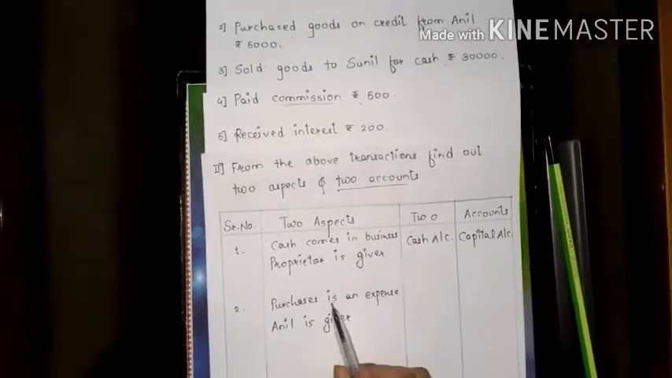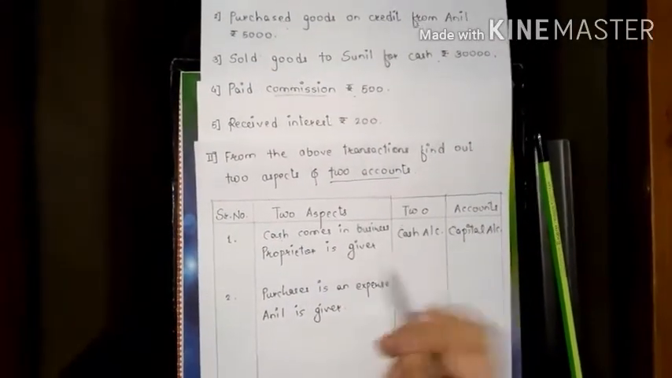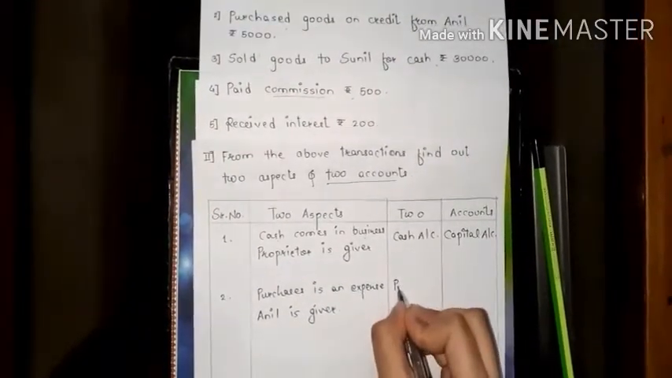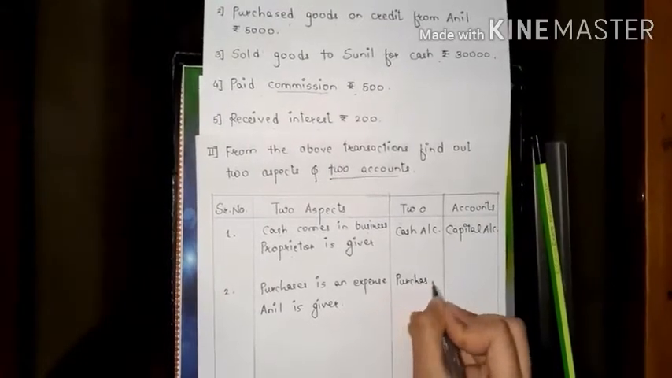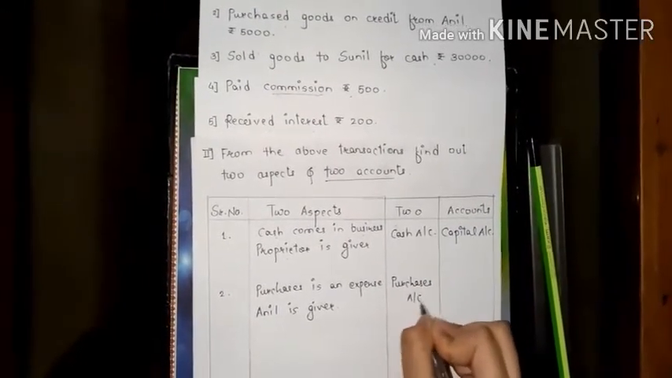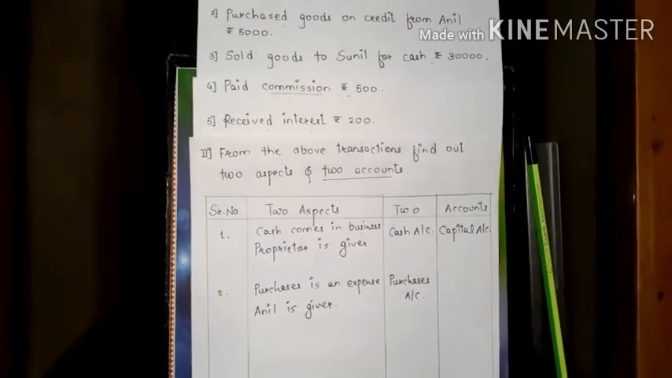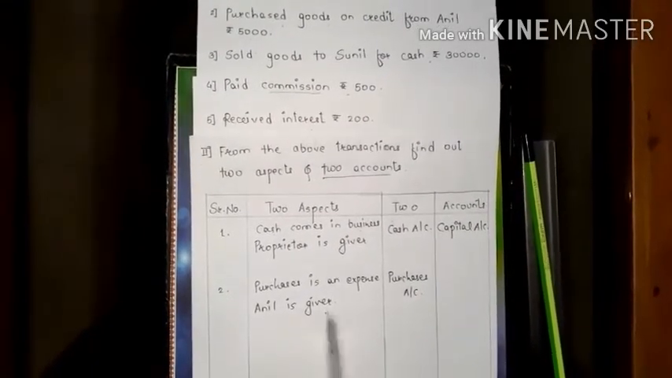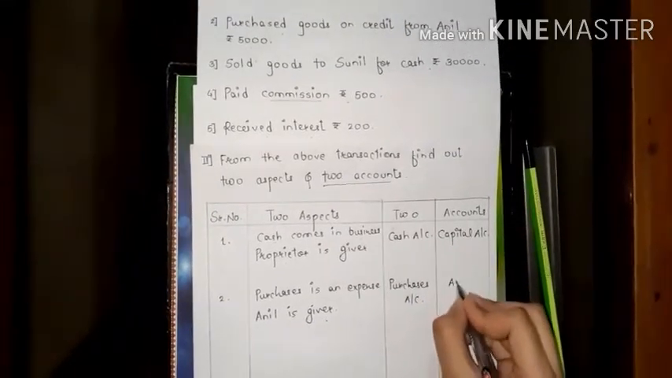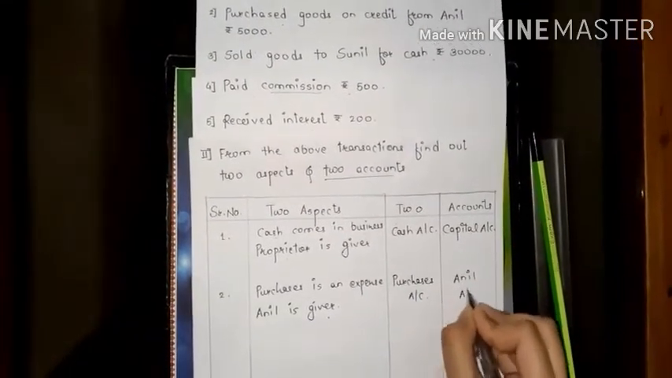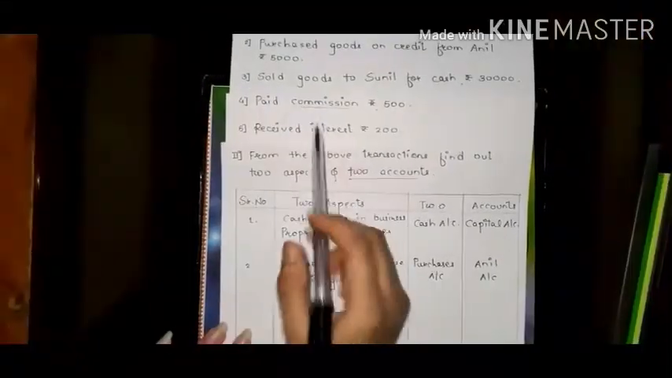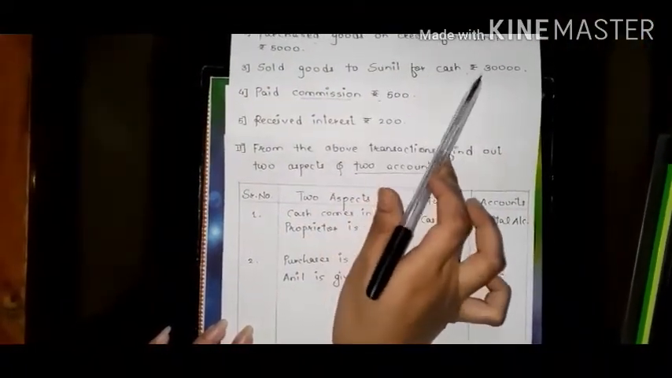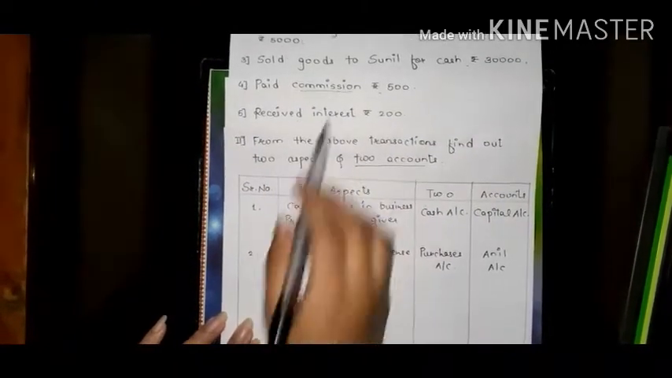Now in the first aspect, which account is going to appear here? Purchases account. As we have purchased goods, so purchases account will be the first account. Okay. And in the second aspect, Anil is giver. So Anil account. One account will be Anil account. Okay. Third transaction. Sold goods to Sunil for cash rupees 30,000.